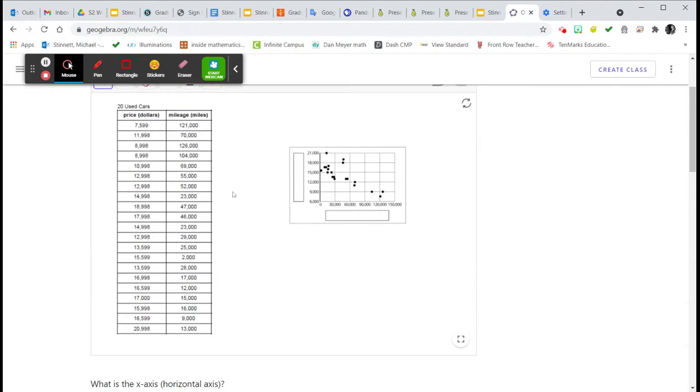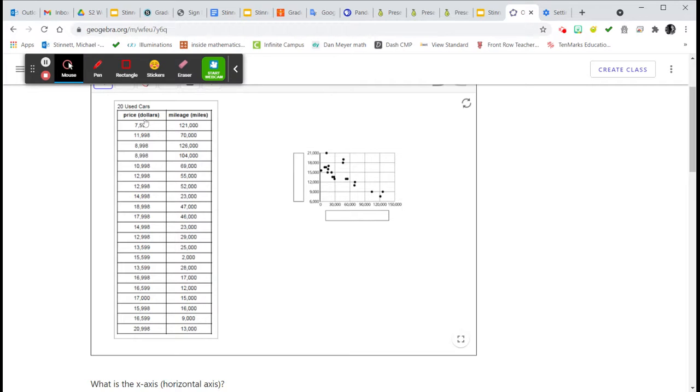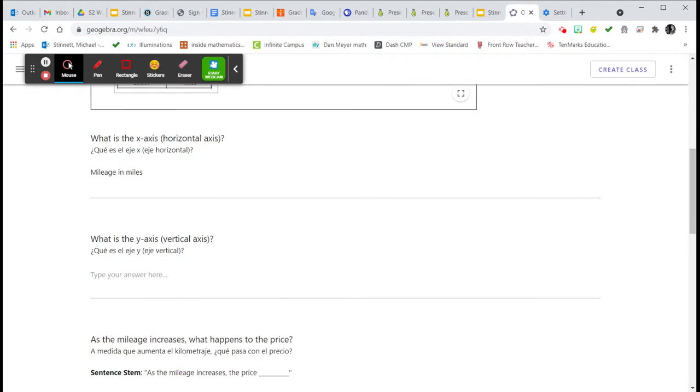Okay. And then obviously, if that was miles, then my y-axis, my vertical axis here, has to be my price in dollars. And it shows you right up here, price in dollars, right? So for my y, what is my y-axis? What is my vertical axis? And that's going to be price in dollars, all right?